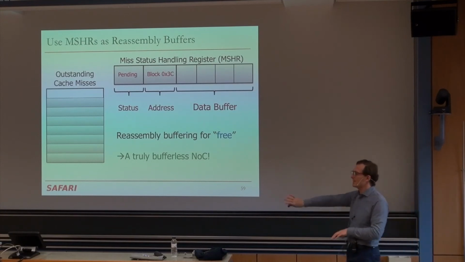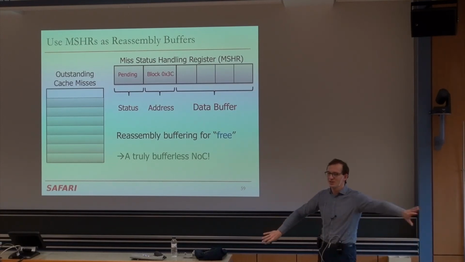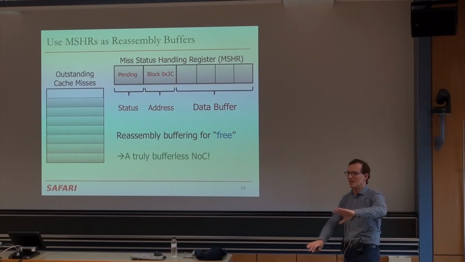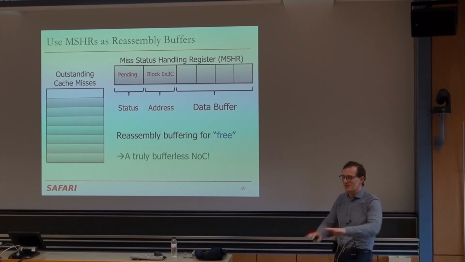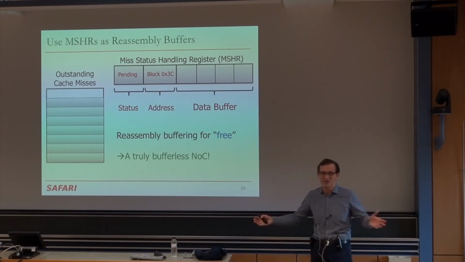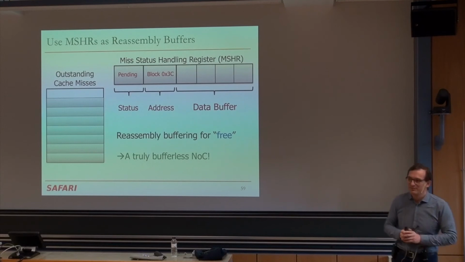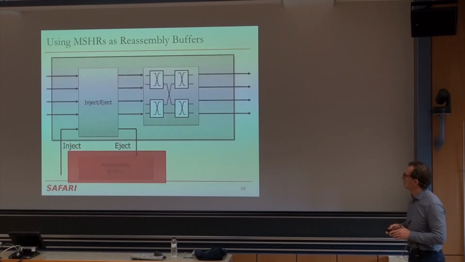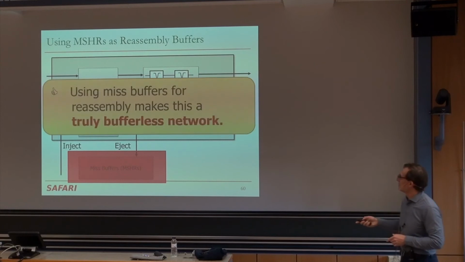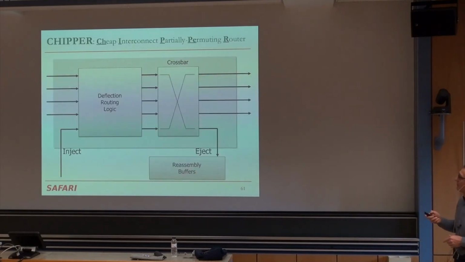Of course, if you're separated from the MSHRs, if you have a completely different separate network interface, then you can do additional buffering over there. But there's no need in an on-chip network. You can actually use the MSHRs as your reassembly buffers. So that's the idea over here. So basically, we got rid of these reassembly buffers. They're really your miss buffers, MSHRs. And we've already gotten rid of this part. Okay. So basically, this is the idea in the end.